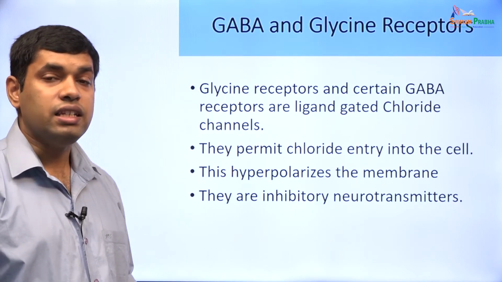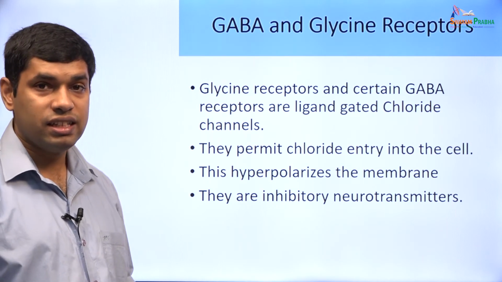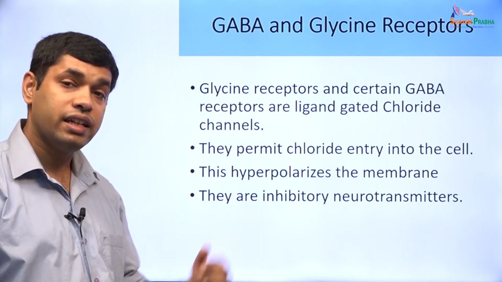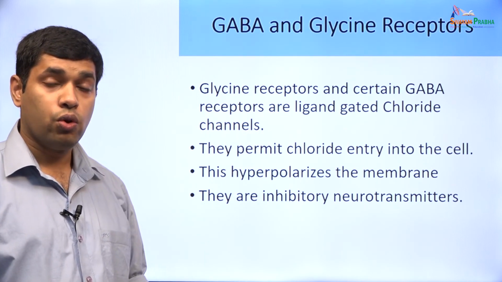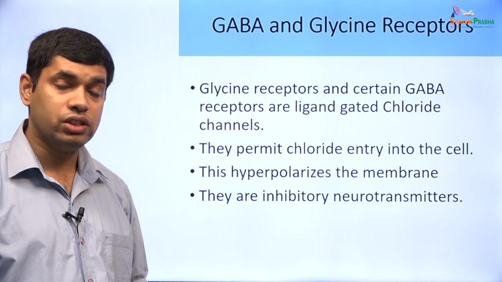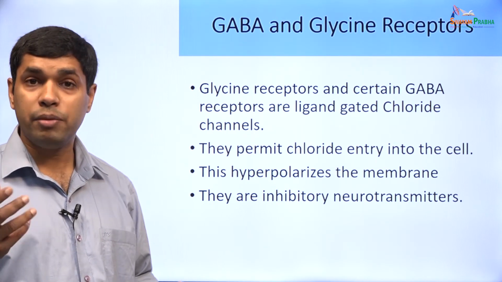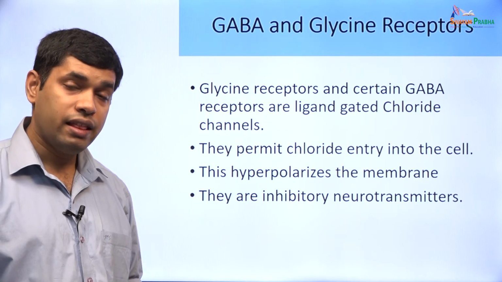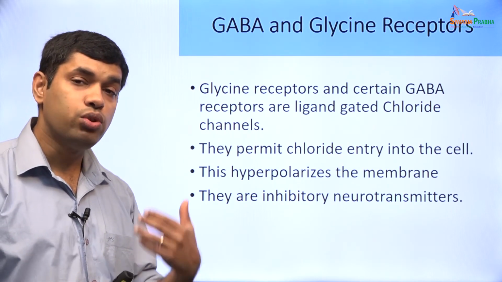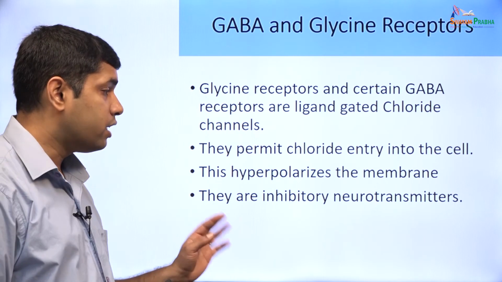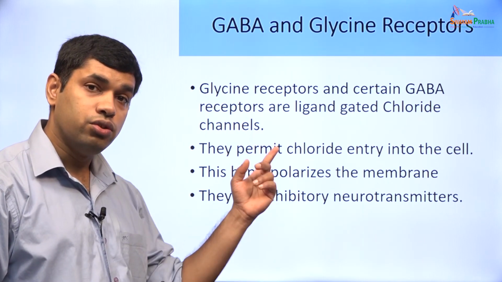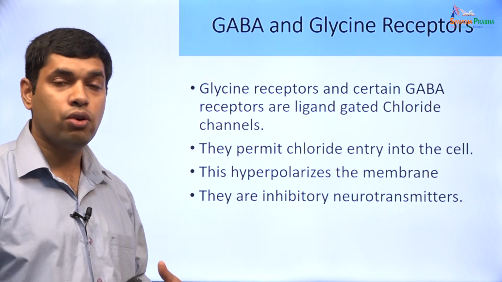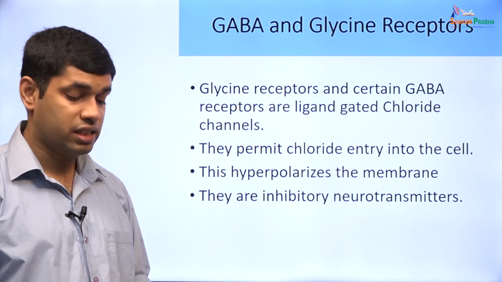Both GABA and glycine are inhibitory neurotransmitters in the CNS. Certain GABA and glycine receptors are ligand gated chloride channels. So when GABA or glycine binds to these channels, they open, permitting chloride entry into the cell, thereby hyperpolarizing the cell, and this makes the cell membrane more difficult to depolarize, and so these neurotransmitters act as inhibitory neurotransmitters, stabilizing the membrane or making it more difficult for the membrane to conduct an action potential.